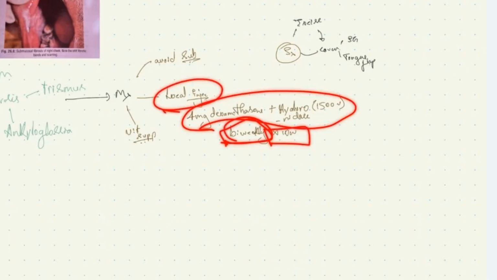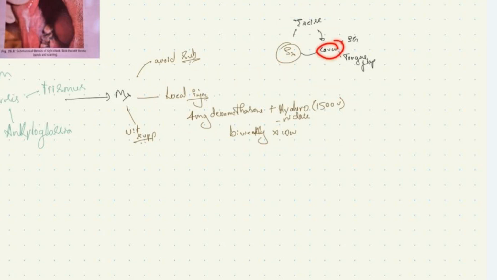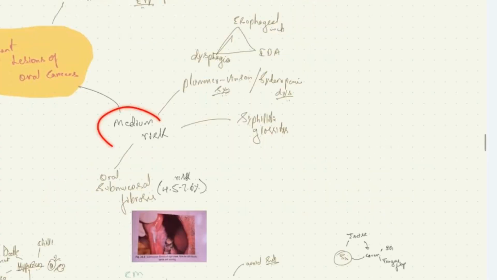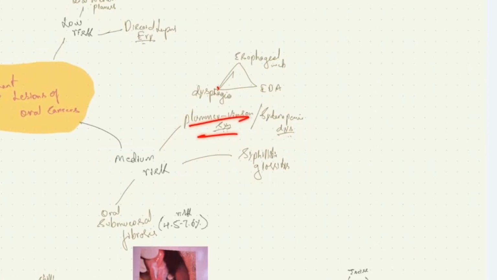If it is resistant to the treatment, we can surgically excise this lesion, followed by covering of the excised lesion by skin graft or tongue flap. This is about oral submucosal fibrosis. We have other medium risk conditions like syphilitic glossitis and Plummer-Vinson syndrome. Plummer-Vinson syndrome is characterized by a triad of dysphagia, iron deficiency anemia, and esophageal web.